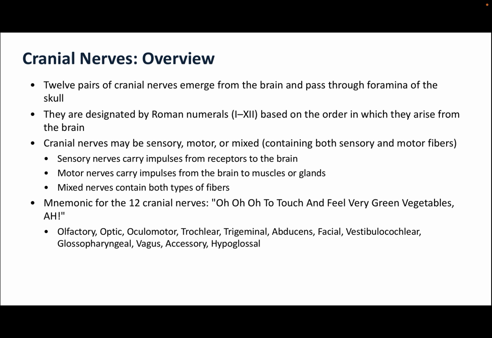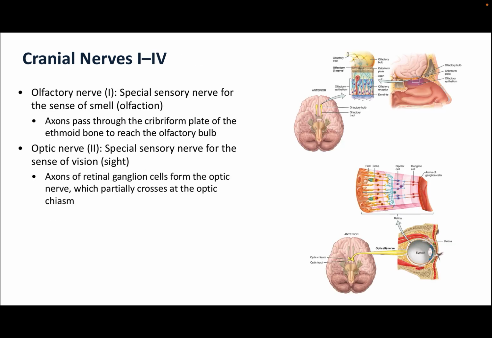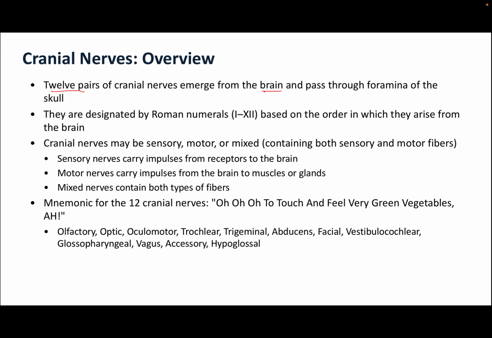So broadly, just a quick overview. We have 12 pairs of cranial nerves that are going to emerge from the brain and pass through these little foramina that we have in the skull. We designate our cranial nerves with Roman numerals. All right, so we have 12 of them, I through XII. If you need a refresher on how Roman numerals work, Google is there to support you.